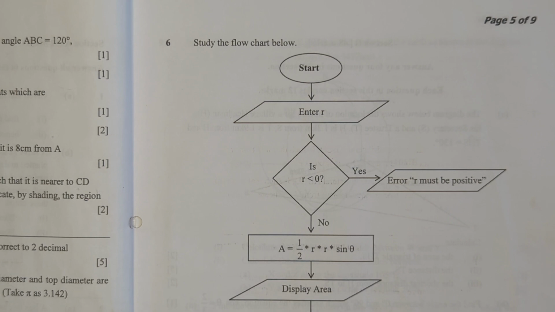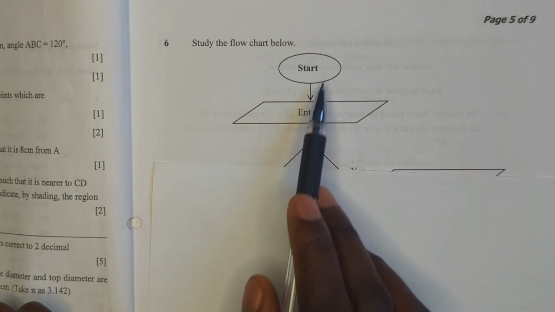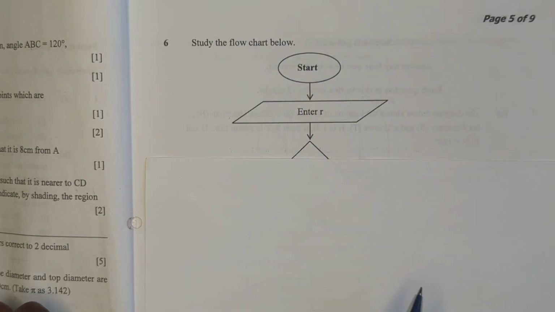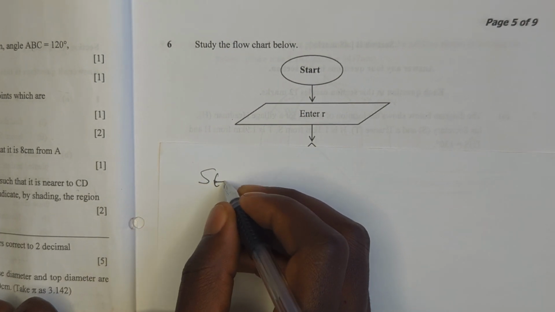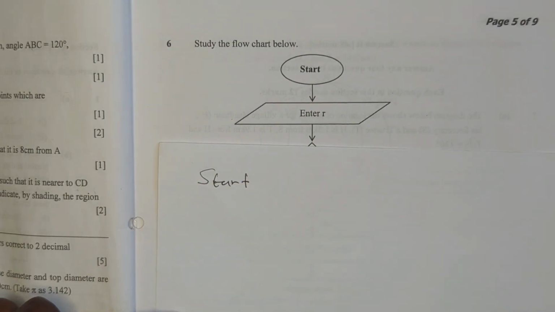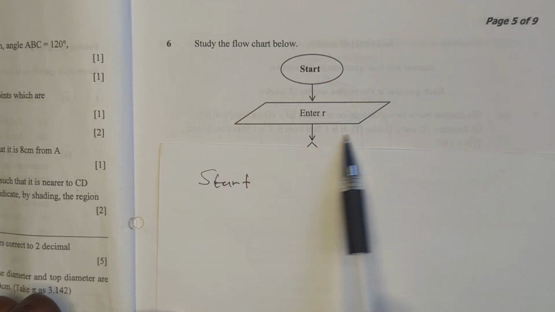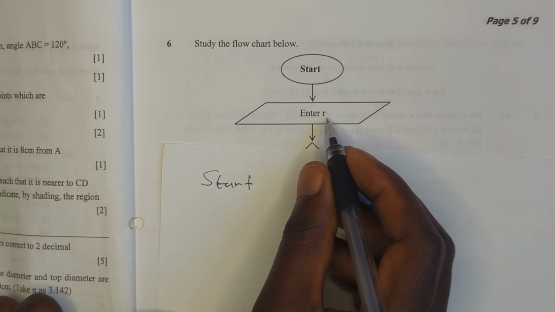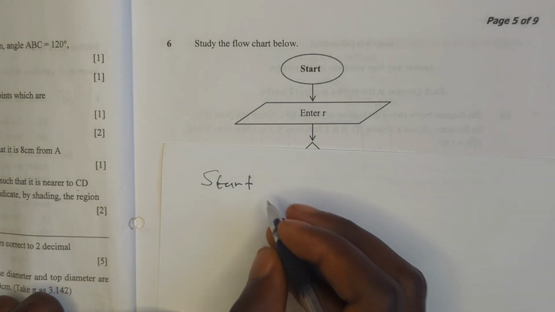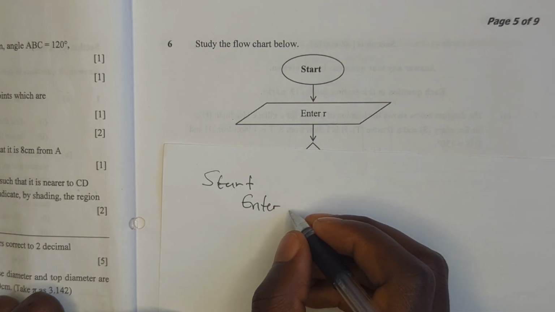To start with, we begin with the shape that is starting, which is the oval, and in the oval we have the word start, so we write start. After this we have the parallelogram, the shape for display. What are we displaying? We enter radius. This R represents radius. Enter radius.